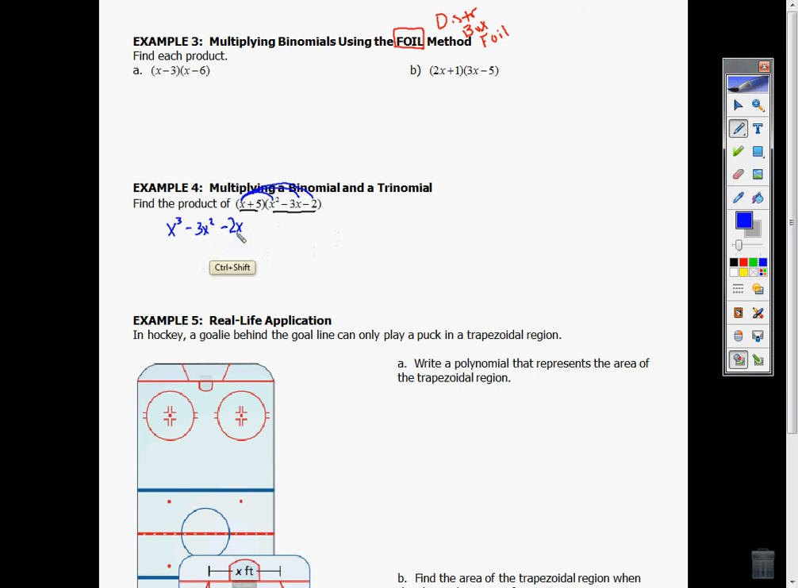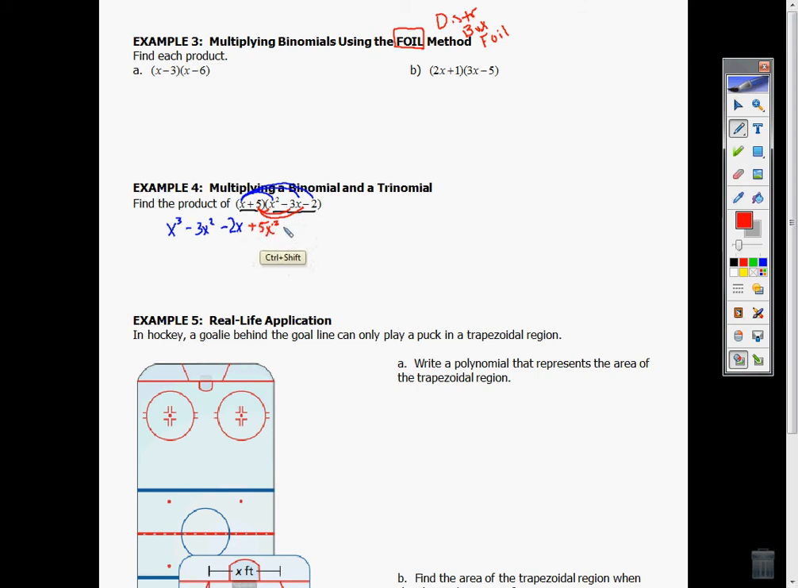Be very, very certain that you are keeping and paying attention to the signs, because that will mess you up. 5 goes to x squared, 5 goes to negative 3x, and 5 goes to negative 2. And what do I get? Well, 5 to x squared gets me plus 5x squared.